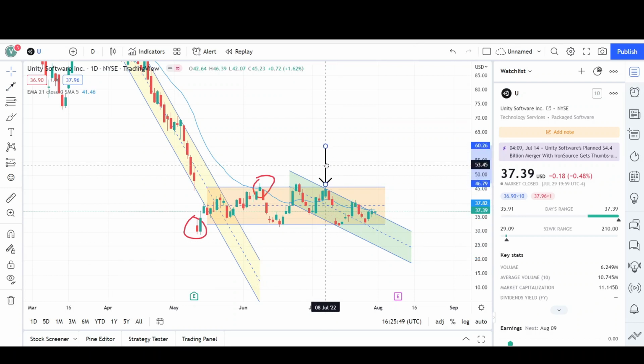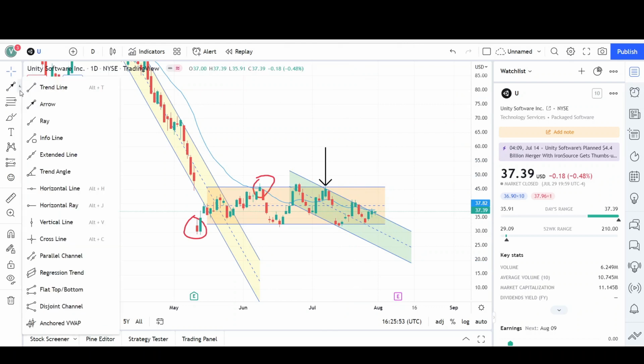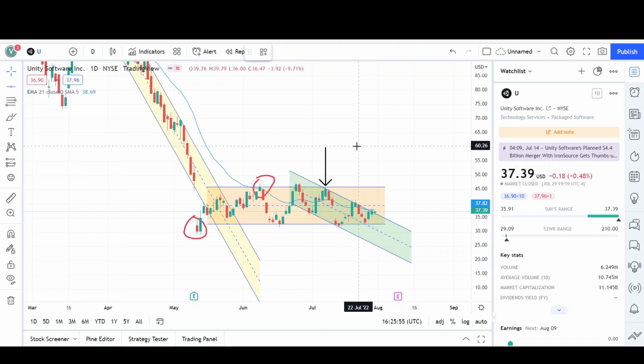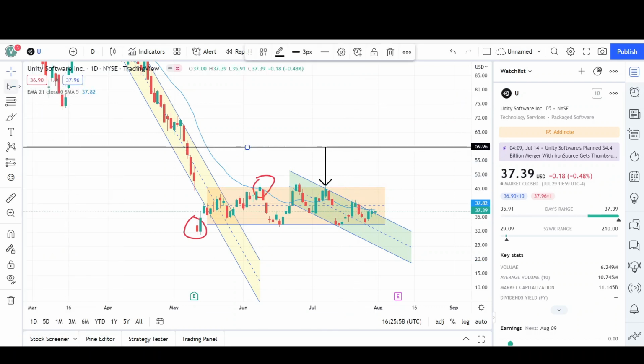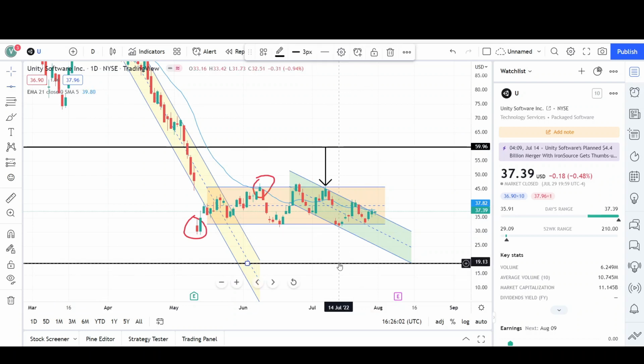If we break up outside of this range, I would give this a $60 target. Let me go and mark these with a horizontal line, and right there at the 19. So those are my two targets.